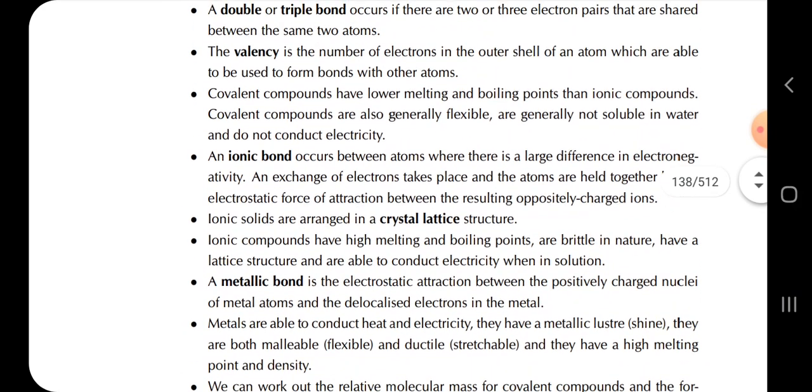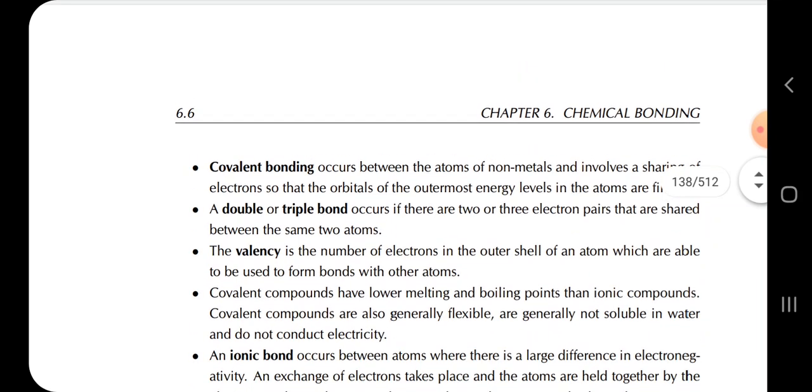So we are done with chemical bonding. We'll go into the practicality of it and show you different types of bonding in practice in the next video.